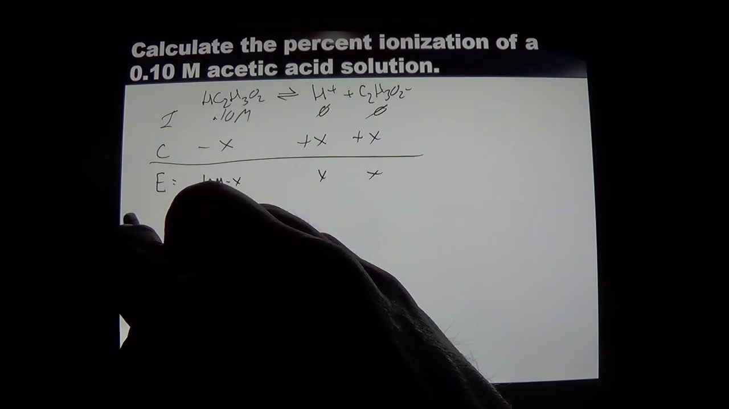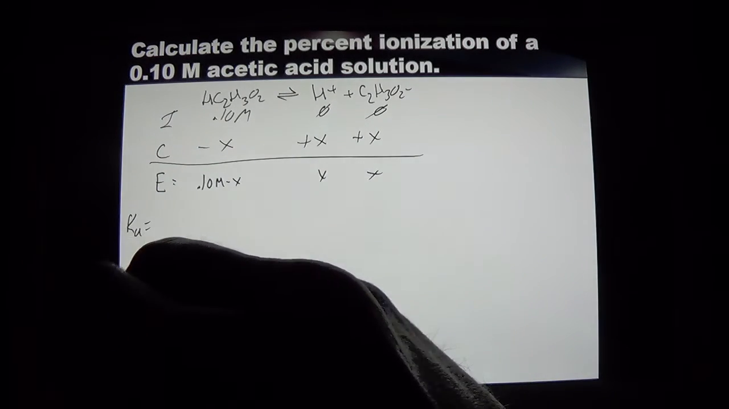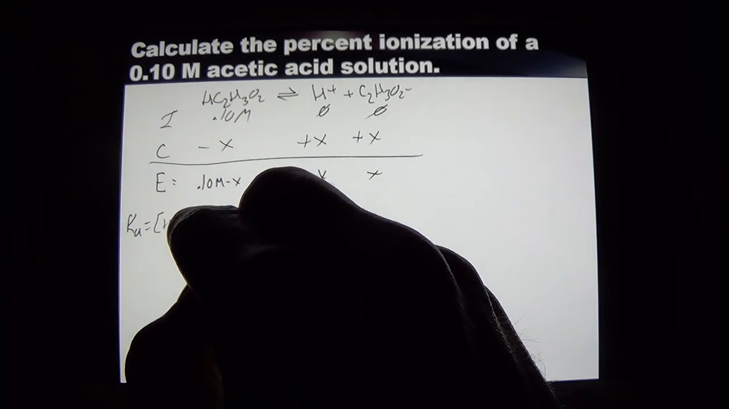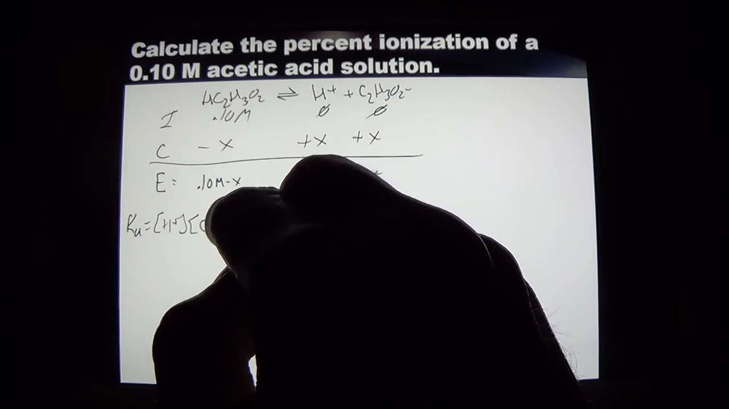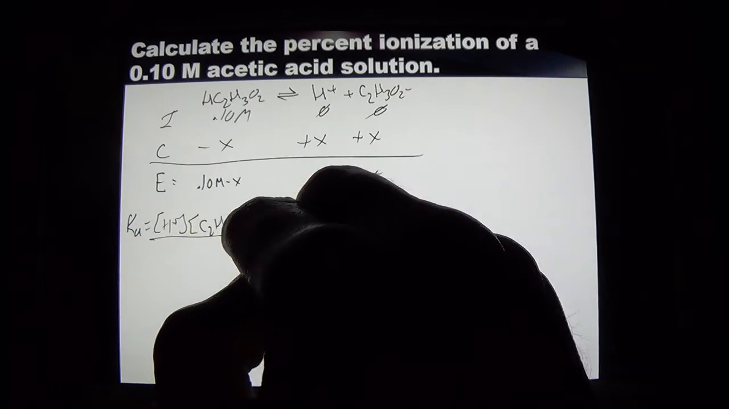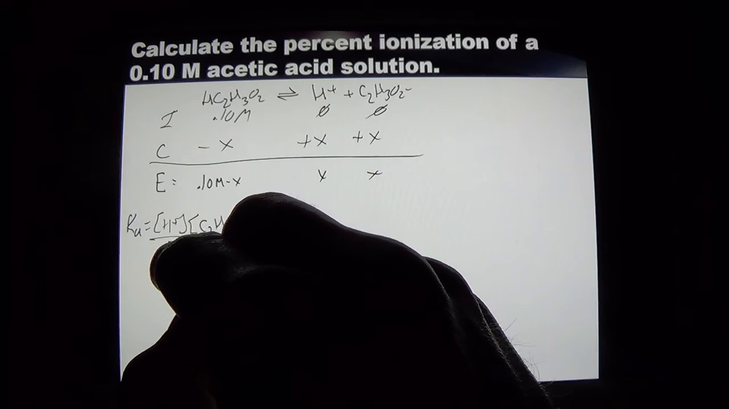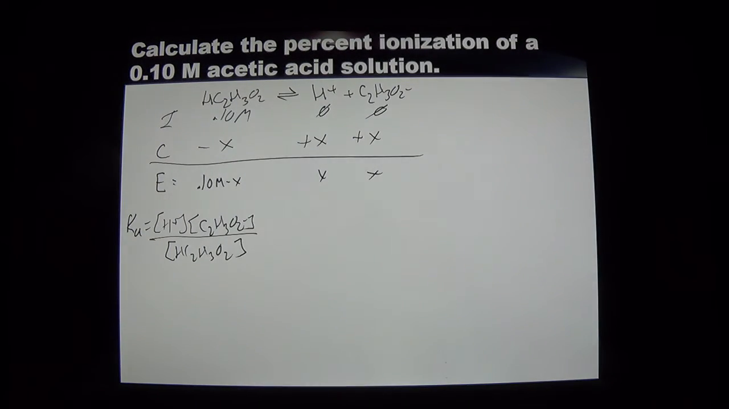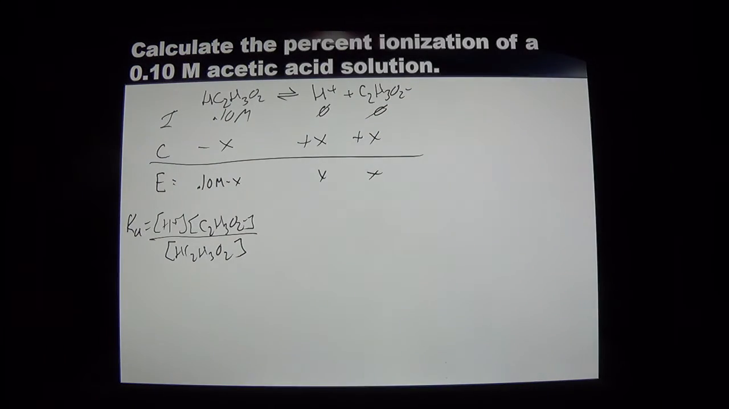So what do I do? I write my Ka expression. So I'm going to have concentration of H plus, concentration of C2H3O2 minus, and I'm going to divide that by concentration of HC2H3O2. Okay? And I'm ready to plug in numbers and solve for X, and you're like, wait a minute, I need a Ka if I'm going to proceed, and you're absolutely right, and I did not give you a Ka in this problem.